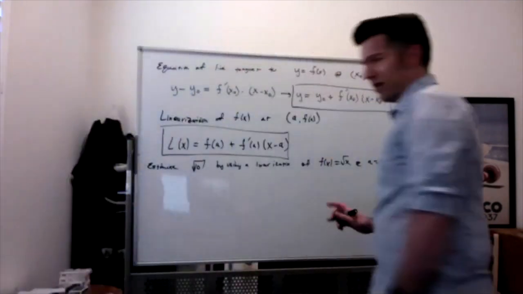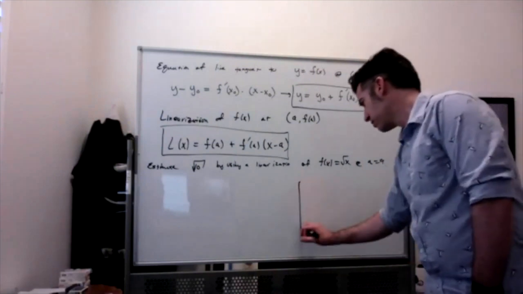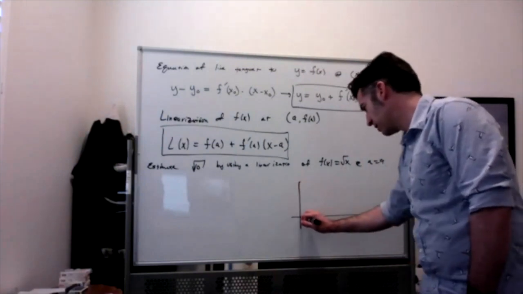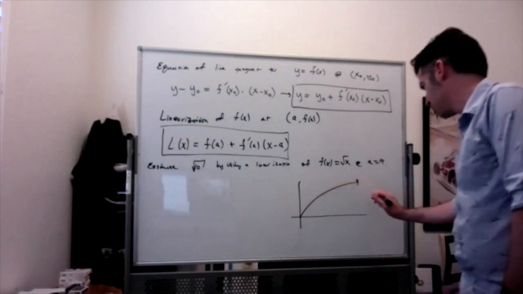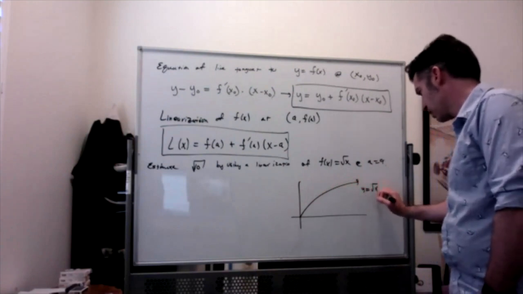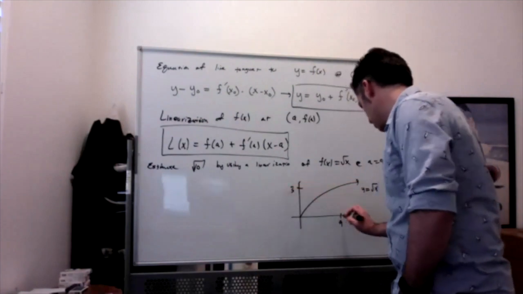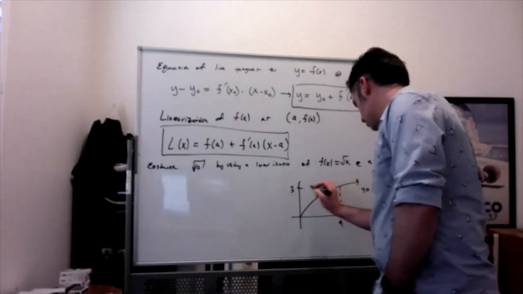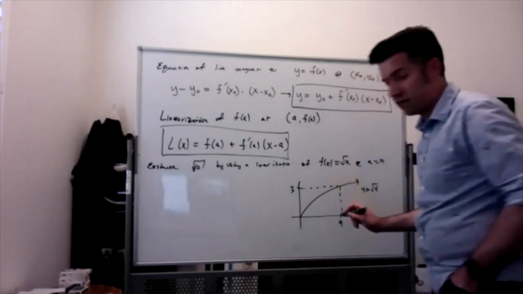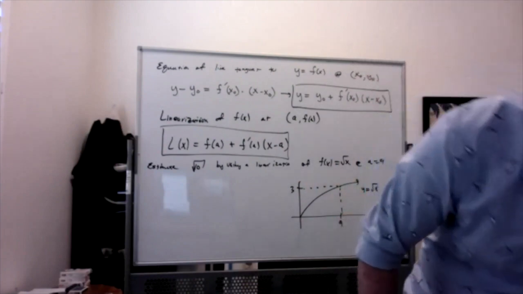Let me draw a picture. I feel like I didn't say that very well. So what I'm saying is, here's my square root function. Maybe here's x equal to 9, and the corresponding y value is 3. And the idea is that we are going to then find the equation of the tangent line.